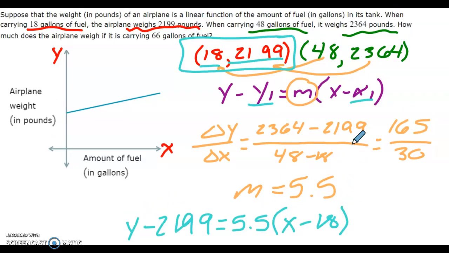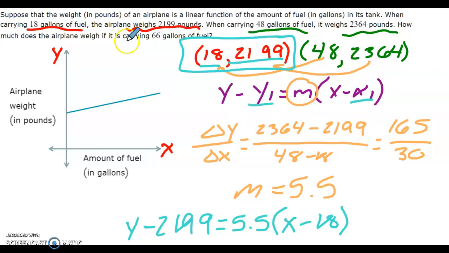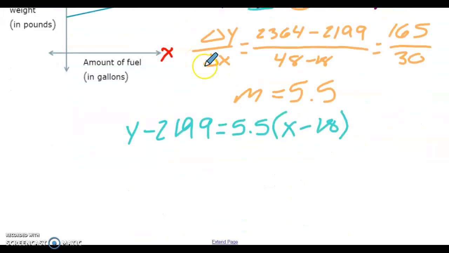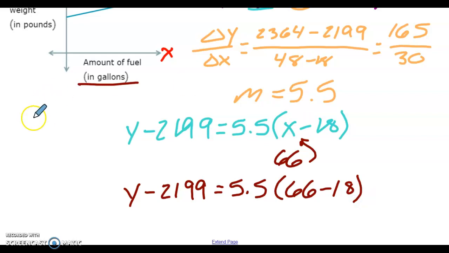Okay, that takes some work. These are not simple problems. These ones are definitely a challenge for you. And then what they want to know once you have the equation is how much does the airplane weigh if it's carrying 66 gallons of fuel. So that's 66 gallons of fuel is the x-axis. You're going to plug 66 in for x, and you've got y minus 2199 is equal to 5.5 times 66 minus 18. Again, for the sake of the video, I'm going to stop here. On the notes, I will have this finished.